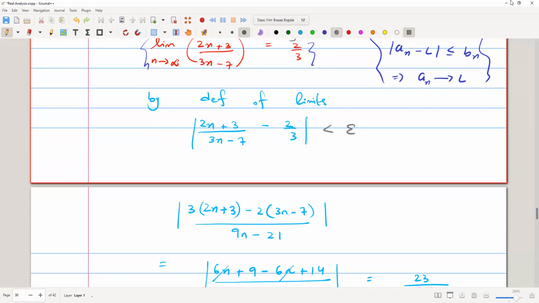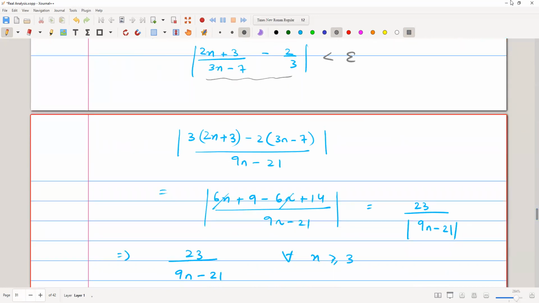So now let's start solving this. We take the LCM here. So it's 3 times (2n plus 3) minus 2 times (3n minus 2), over 9n minus 21. And then with some cancellations, we have 9 plus 14, that is 23, over 9n minus 21. Now this thing here is in the mod, so it's a positive number, so we can remove the modulus. But here there is a problem that it can be negative and positive as well, because n varies from 1 to 3 and so on.